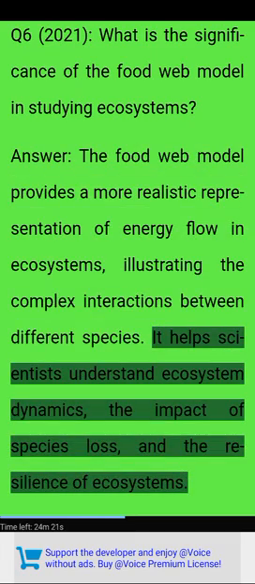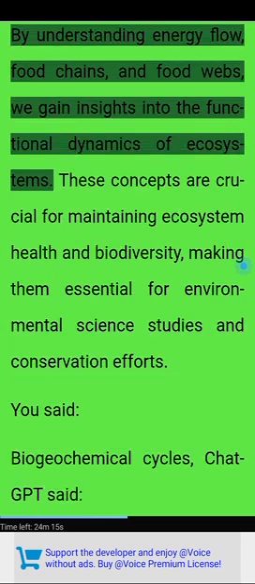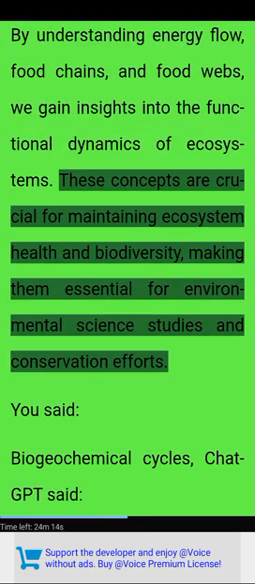It helps scientists understand ecosystem dynamics, the impact of species loss, and the resilience of ecosystems. By understanding energy flow, food chains, and food webs, we gain insights into the functional dynamics of ecosystems. These concepts are crucial for maintaining ecosystem health and biodiversity, making them essential for environmental science studies and conservation efforts.